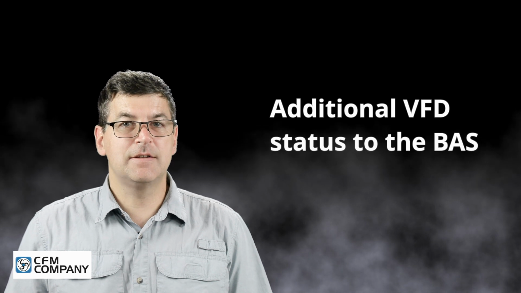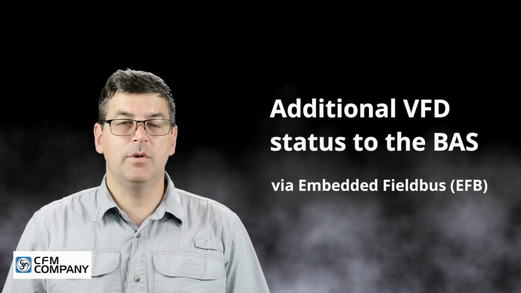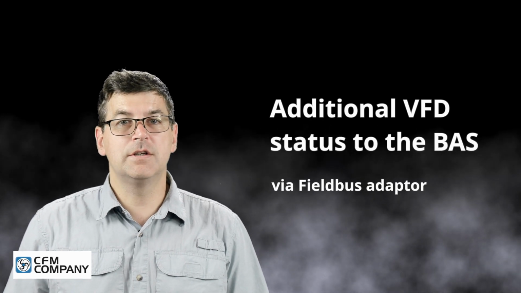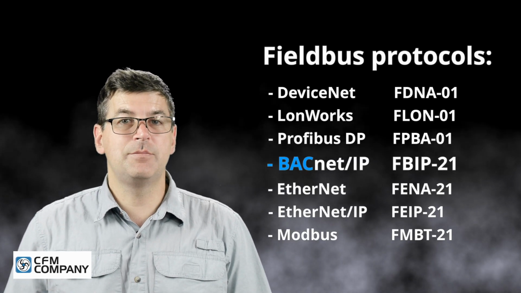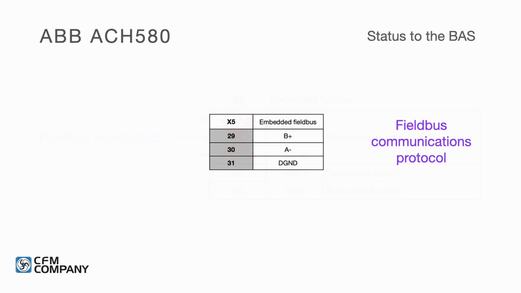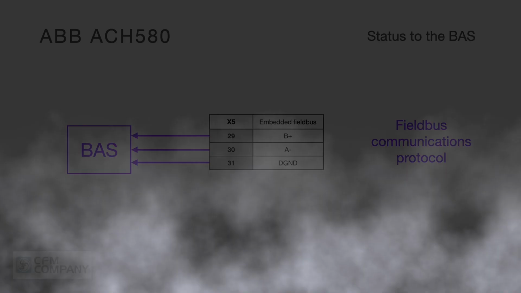Additional VFD status can be given to the building automation system through one of the embedded field bus protocols, such as BACnet MSTP, or through an additional field bus adapter, such as BACnet IP. Although all commands over a field bus are ignored when override is active, the ACH580 will continue to provide status information to the BAS through a connected field bus.